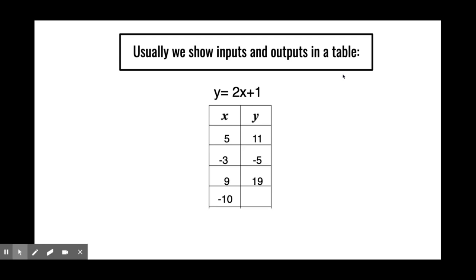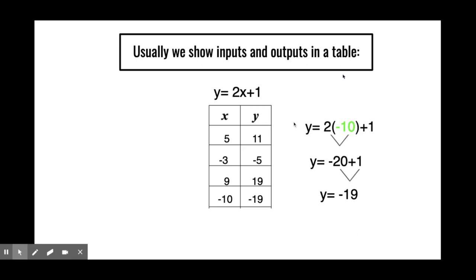As long as we know the x, we can always find the y by plugging in. So I'm going to replace negative 10 with the x value in the equation. When I multiply 2 times negative 10 together, I get negative 20. Plus 1 is negative 19. So that means the output value when the input value is negative 10 is negative 19.